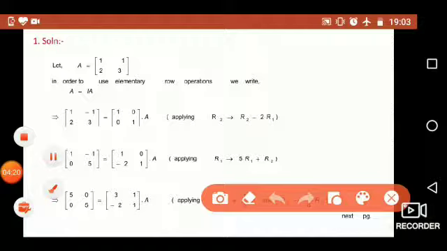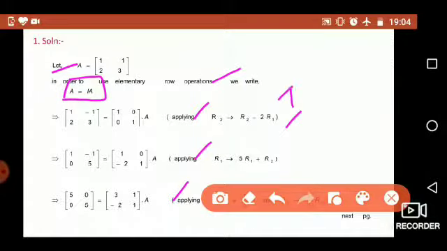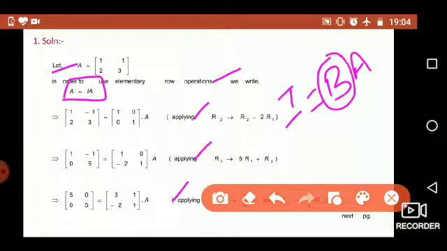Let matrix A is equal to, the first row elements are 1 minus 1, 2, 3. In order to use the elementary row operations, as I told you in the previous slide, we can write A is equal to I into A. And we have to apply the sequence of the row operations one by one till we get I is equal to BA. Then in this case, B is called the inverse of A.